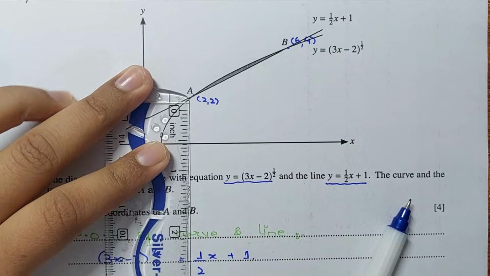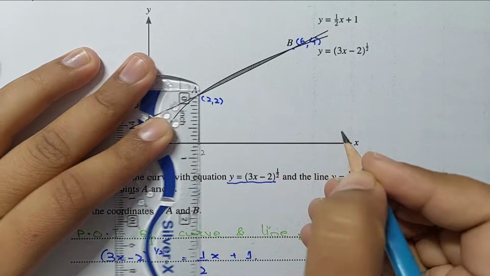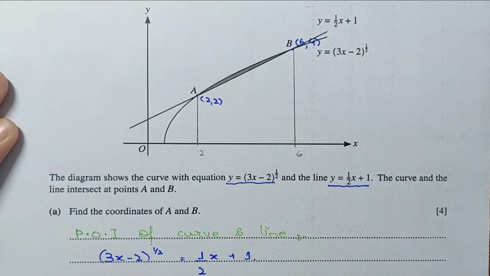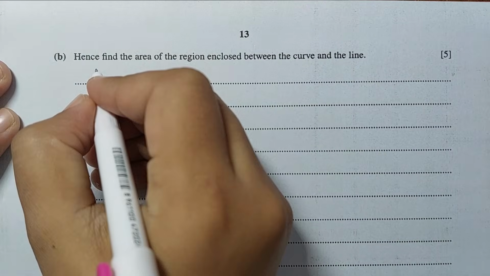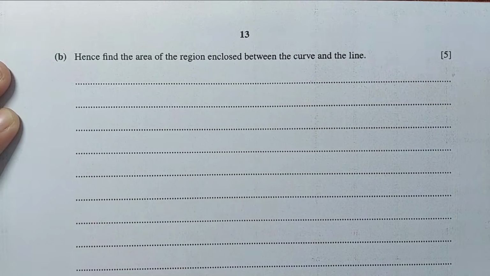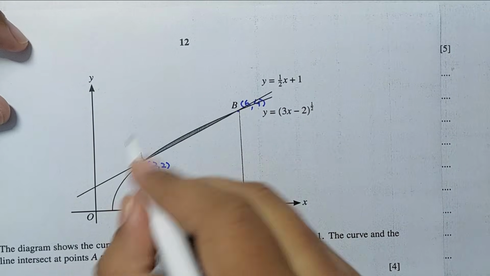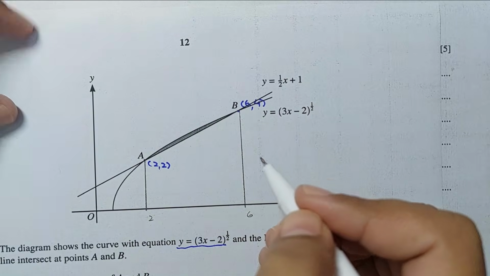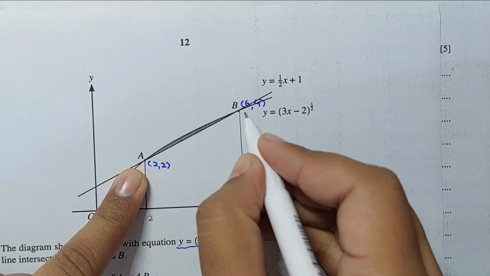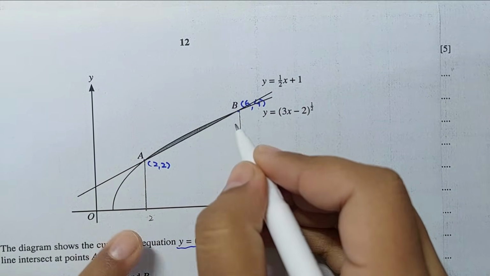Here the x coordinate is 2 and here the x coordinate is 6. Now for part B, hence find the area of the region enclosed between the curve and the line. When we have area between the curve and the line, we have to integrate the curve from 2 to 6 and then subtract the integration of the line from 2 to 6.